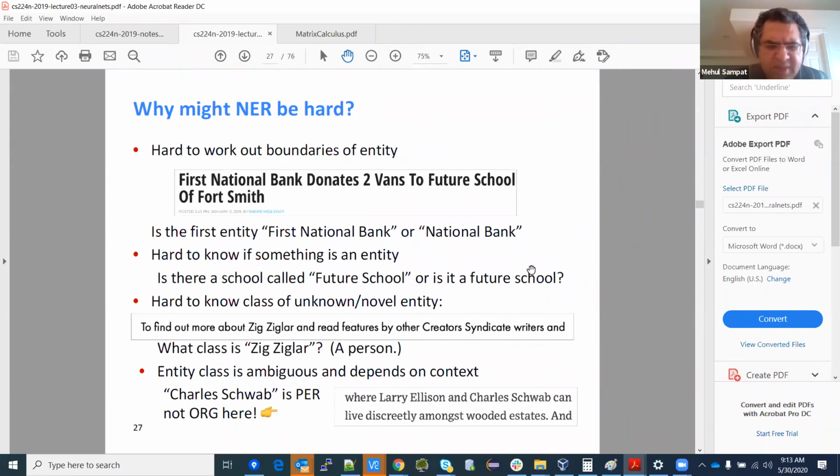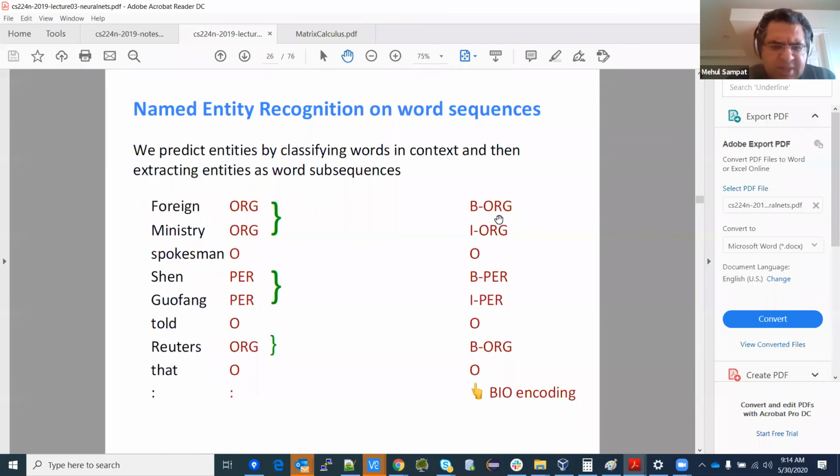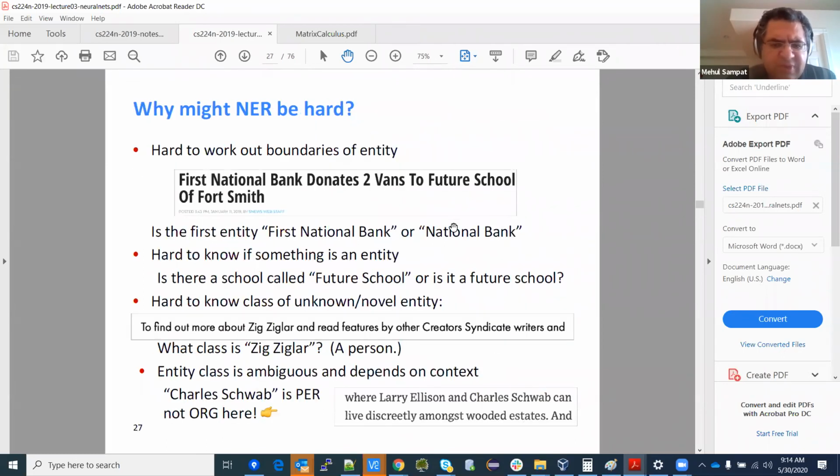Yeah, and then he talks about how named entity recognition is hard. So for example, in this example, you have something called a First National Bank. So is it National Bank, or is the name of the bank First National Bank, right? Another example he gave is Future School, right? So is the name of the school Future School, or is it a school in the future, right?